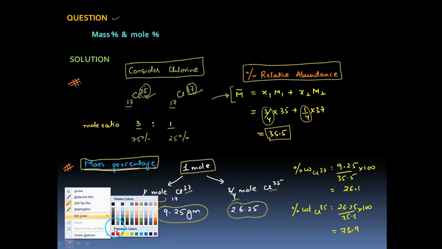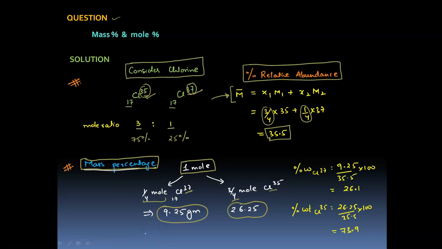And now if we have to find the weight percentage, we are going to use a simple formula. Percentage weight of Cl37 would be weight of Cl37 upon total weight of the mixture, into 100. And you can see that these percentage values are different. Earlier they were 25 and 75. Now they are 26.1% by weight of chlorine 37 and 73.9% by weight of chlorine 35. So that is how the difference lies between the mass percentage and the mole percentage, right?